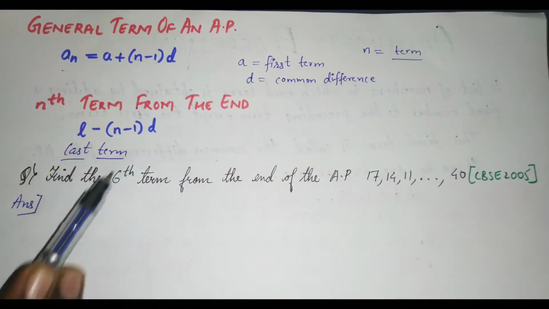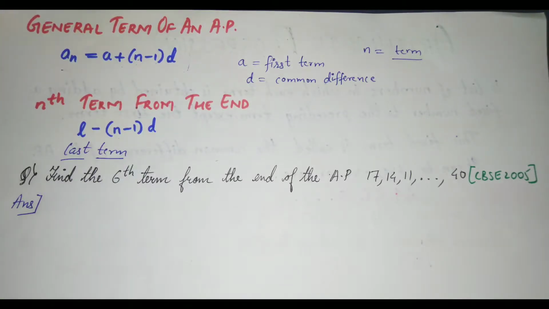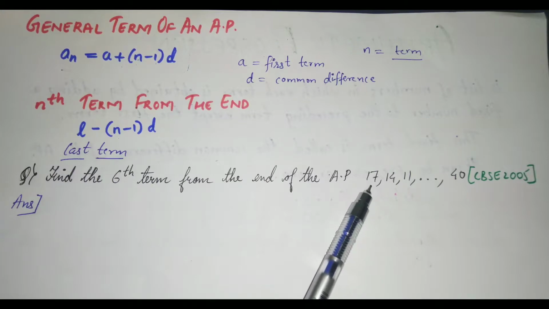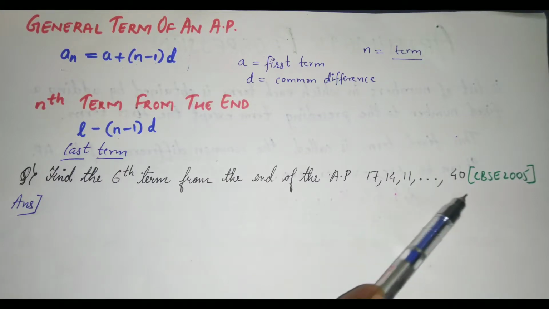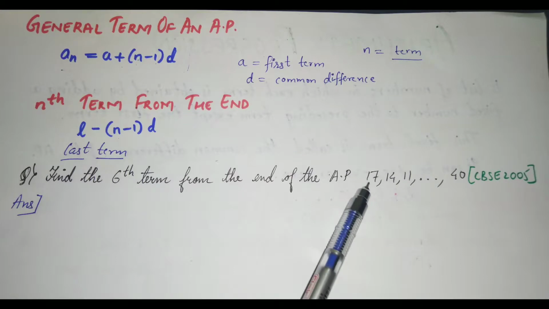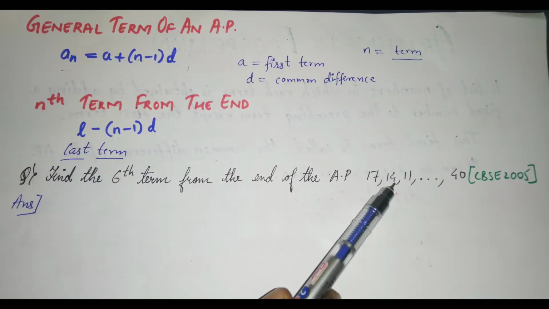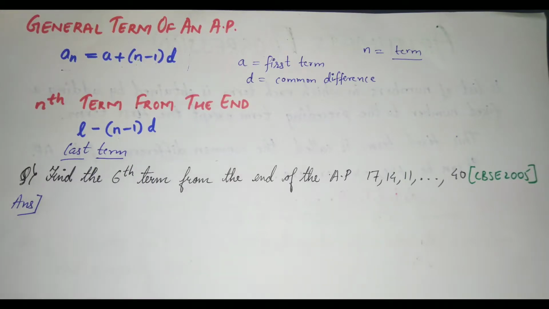Fine. So I have taken one important question. This question was asked in the CBSE 2005 question paper. So in this question, find the sixth term from the end of the AP. So you need to find the sixth term from the end. Fine. So what is a over here? This is a sequence, you can understand here. So a will be what? 17, right?